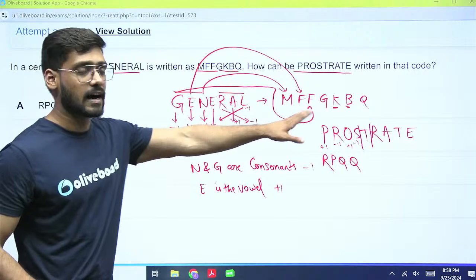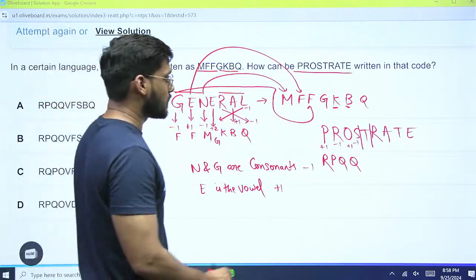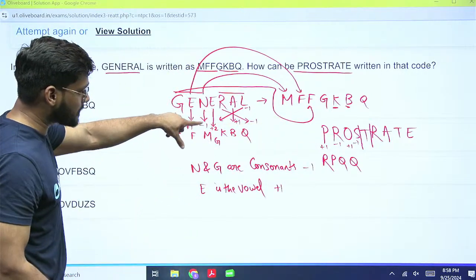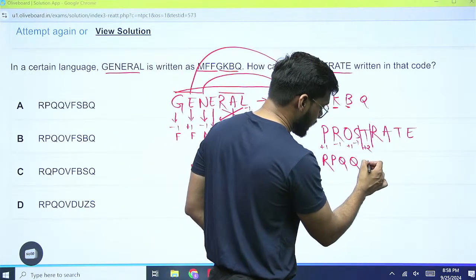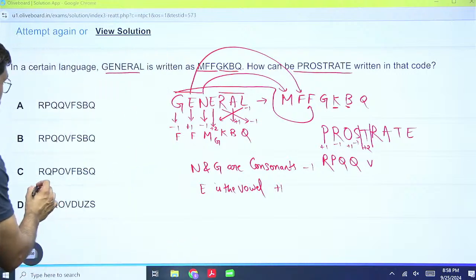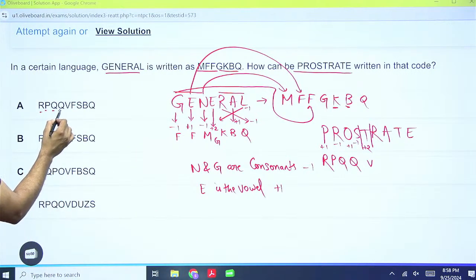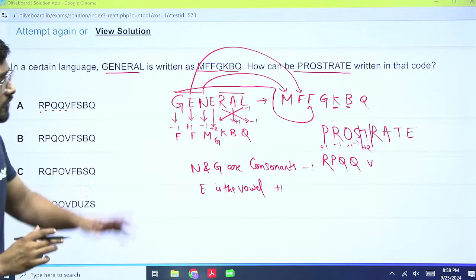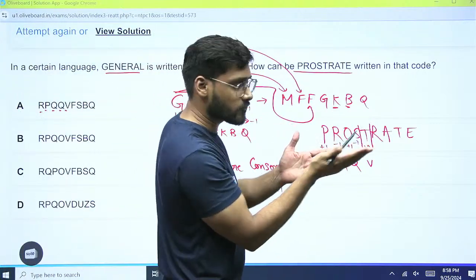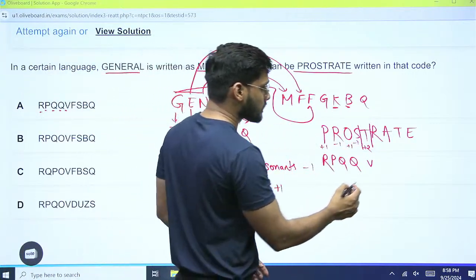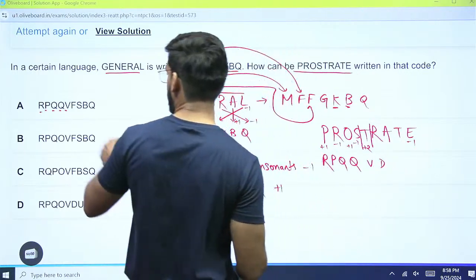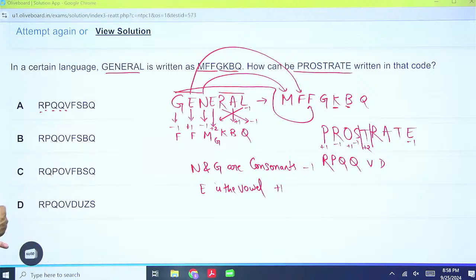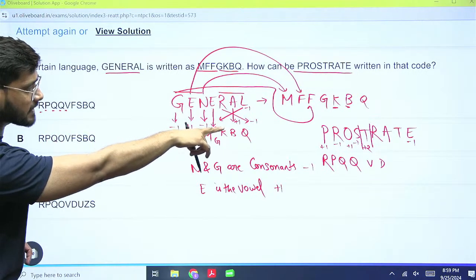But let's check the other letters as well. In the middle letter, we did the operation of +2. If we do the +2 operation, we get V, so R, P, Q, Q, V. Now let's focus on the last 4 letters and do it in the reverse order as well. E -1, what will we get? We'll get D. Do we have D? No, we are not having D.